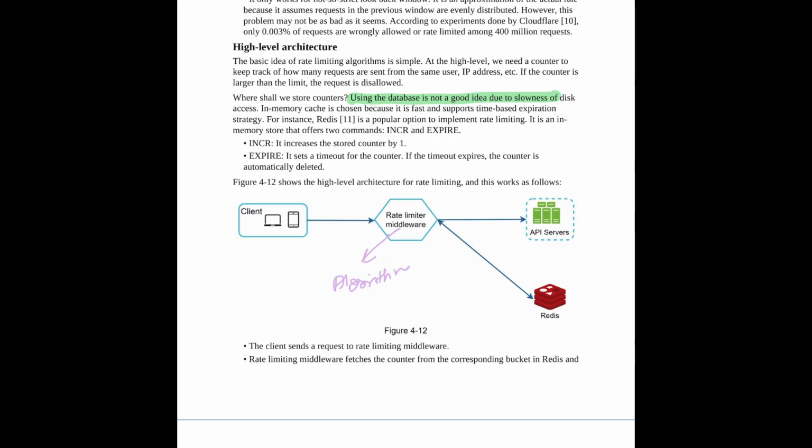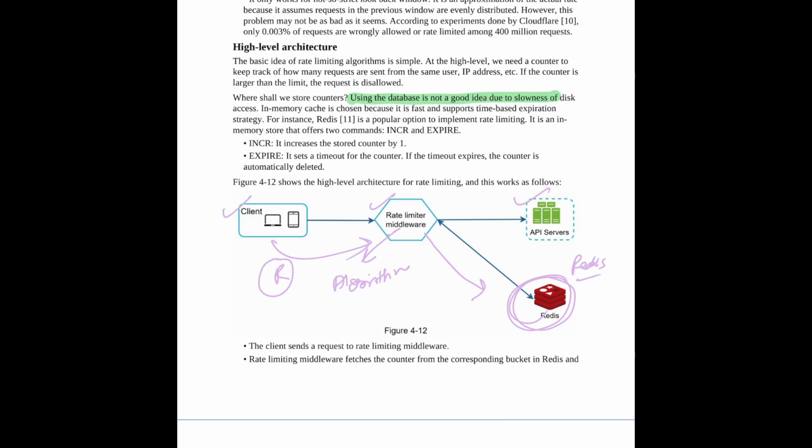So the high level architecture is that you have a client, you have a rate limiting middleware, and then you have the server. What happens is the client sends a request, say R. It fetches the counter from Redis. What is Redis? Redis is an in-memory database. It is the same as fetching the counter from the place where you have stored it.